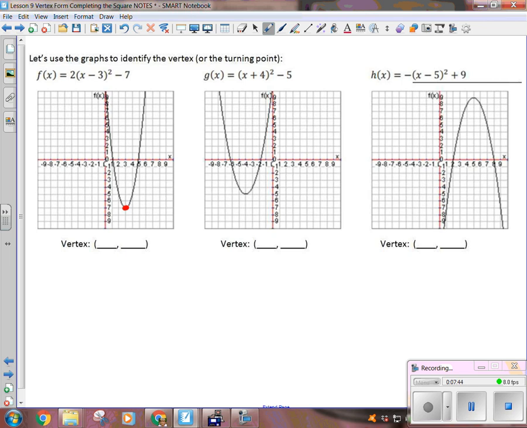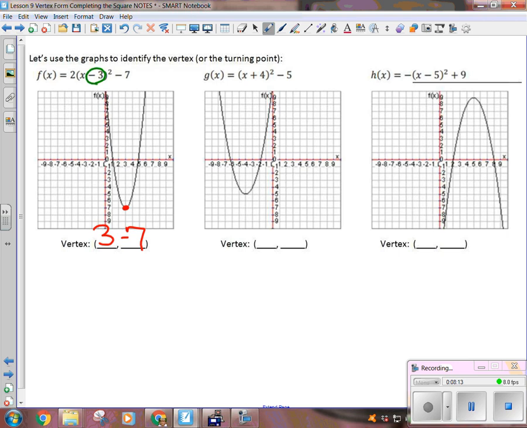How would I get to that point right there? You go over 3 and then what? Down 7. Over 3 and what? Down 7 would be negative 7. Does everybody see that the vertex is at what? 3 and negative 7. Okay, let's take a look at the equation. Let's just pretend, is there any way we could have guessed that's where it was at if we didn't have the picture? Okay, let's take a look.